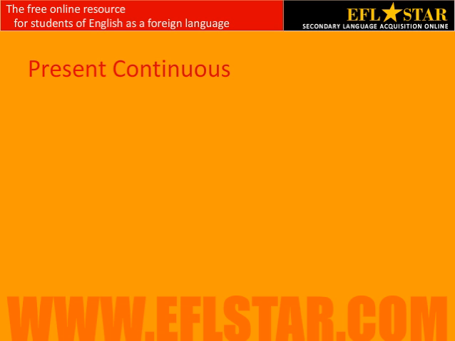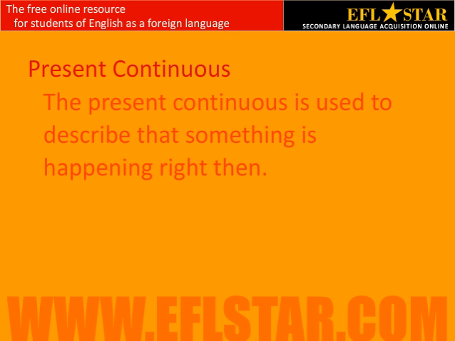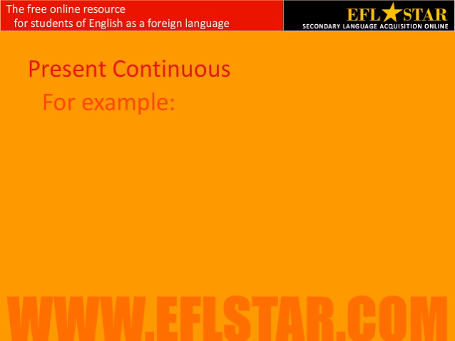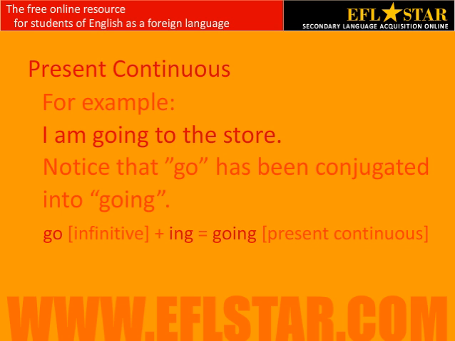Present continuous. The present continuous is used to describe that something is happening right then. The present continuous form of a verb ends with ing. For example, I am going to the store. Notice that go has been conjugated into going.